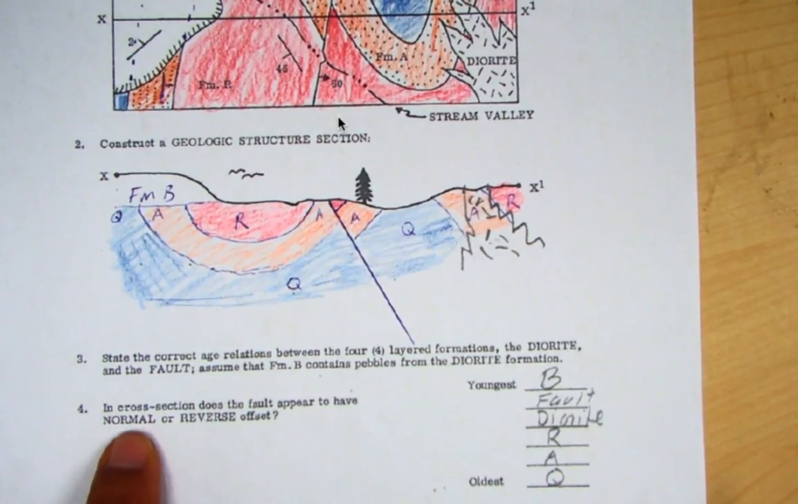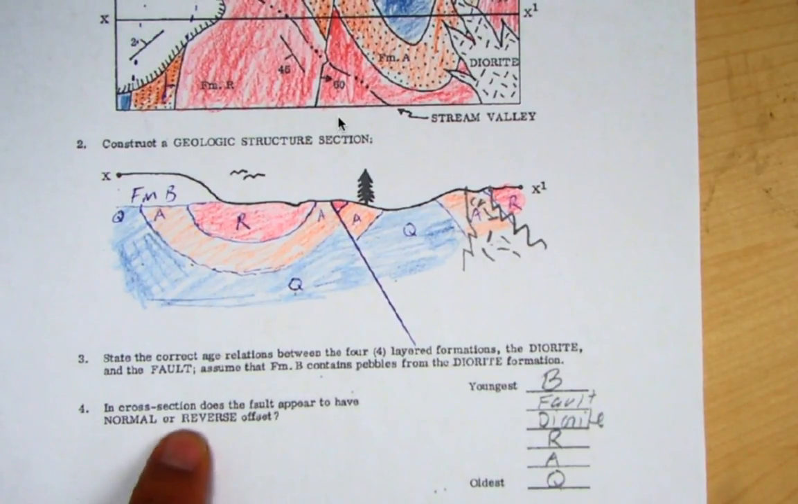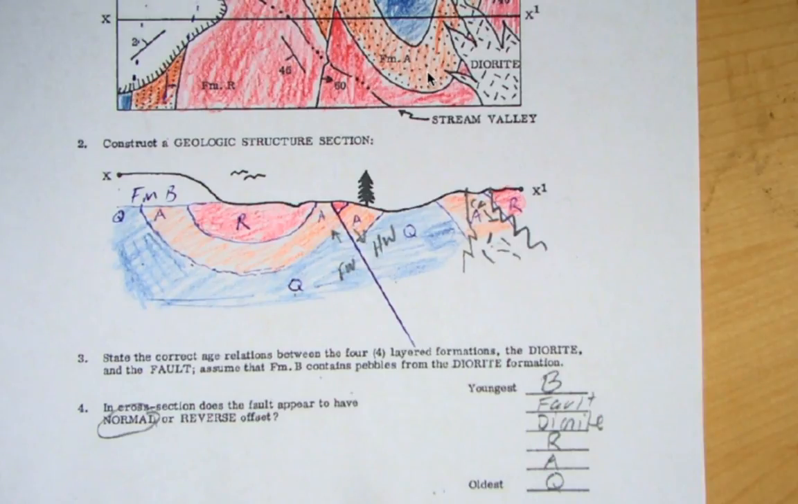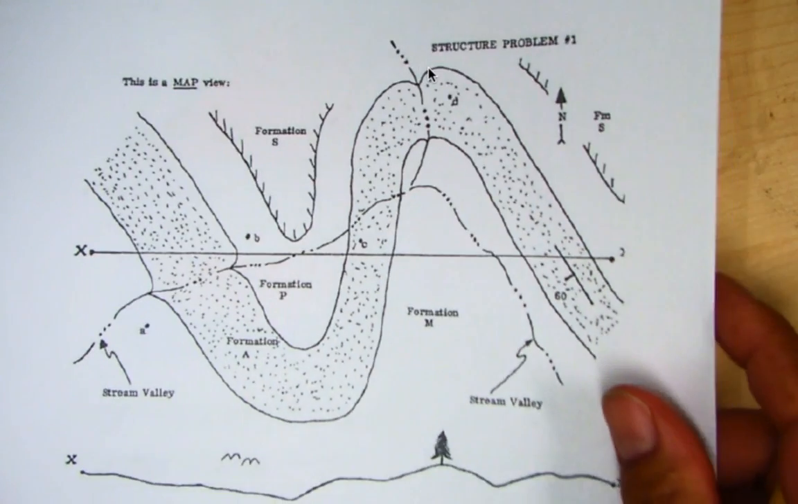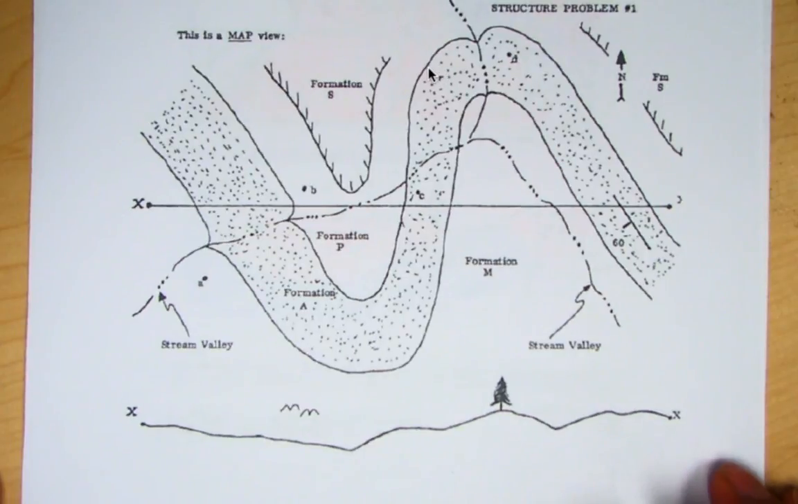Now, in the cross-section, does the fault appear to have normal or reverse offset? So that would be a normal fault. So in our lab, we'll have a similar problem, in fact, I'll show it to you. In lab, you're going to solve a similar problem. This is the one I want you to solve.